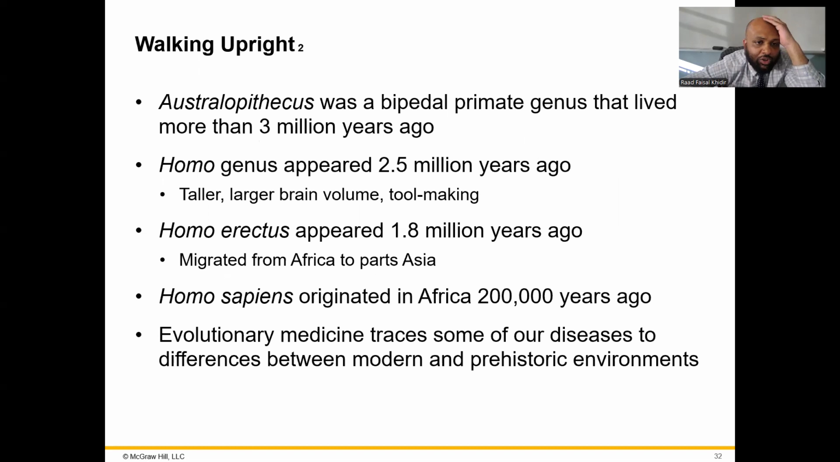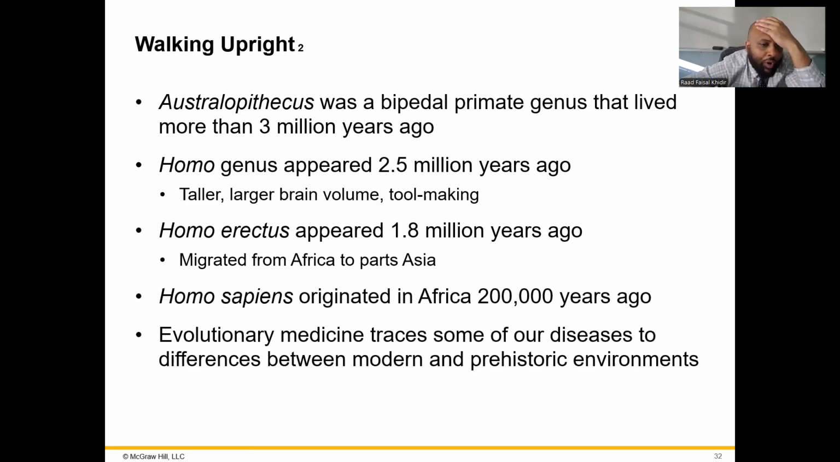Australopithecus was a bipedal primate genus that lived more than 3 million years ago. So they were bipedal. Then the Homo genus appeared about 2.5 million years ago, which means about 500,000 years after the Australopithecus. And what happened is they were taller and they had larger brain volume, and they were able to make tools. They can sharpen their stone and use it as a knife to cut things.